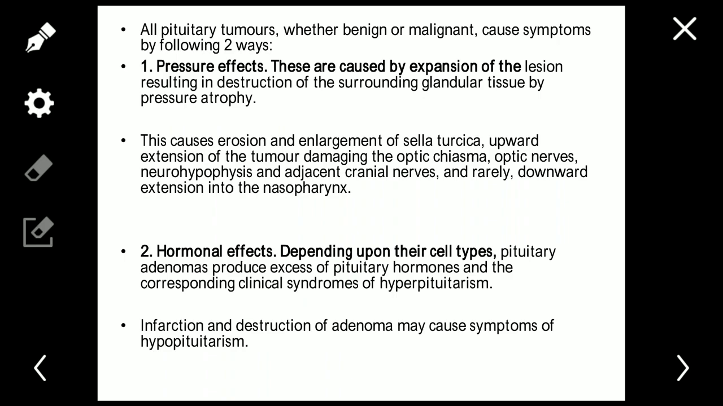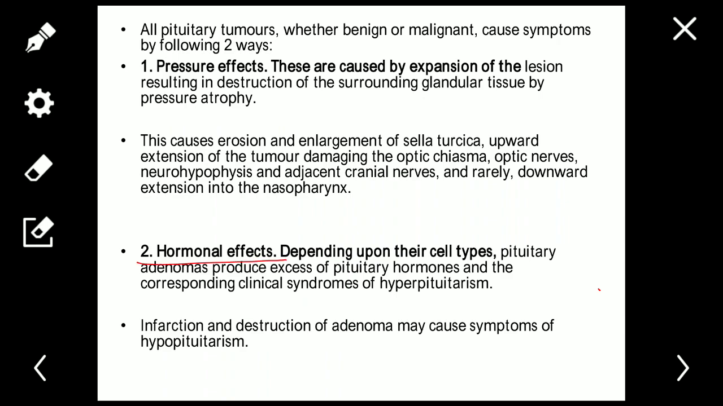This causes erosion and enlargement of the sella turcica, upward extension of the tumor damaging the optic chiasma, optic nerves, neurohypophysis and adjacent cranial nerves, and rarely downward extension into the nasopharynx. Hormonal effects: depending upon the cell type, pituitary adenomas produce excess of pituitary hormones, resulting in the corresponding clinical syndromes of hyperpituitarism. Then infarction and destruction of the adenoma may also cause symptoms of hypopituitarism.